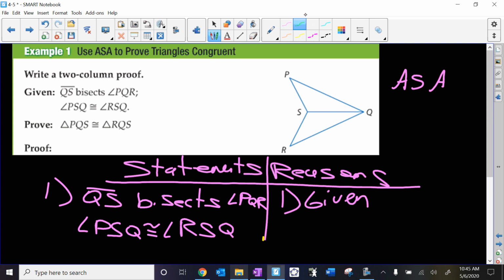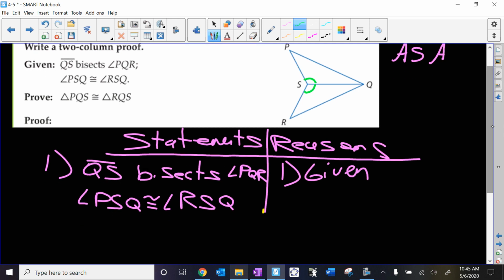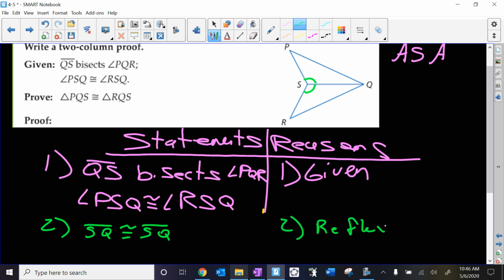This given doesn't tell us anything specifically is congruent other than angle PSQ, it's this one, and angle RSQ, which is that one. We need to come up with a side and another angle. The side that we're going to use is the one that's part of both. We're going to say SQ is congruent to SQ by the reflexive property. That takes care of our one side length that we need.